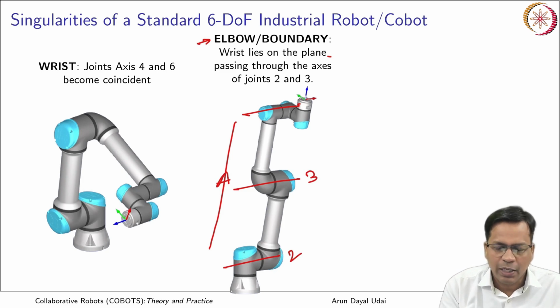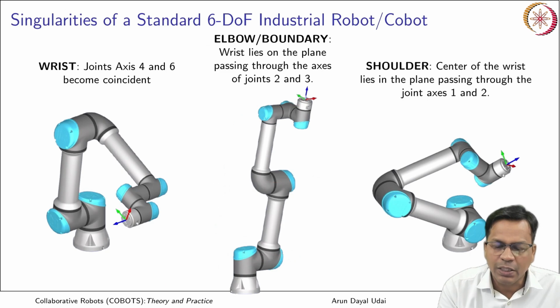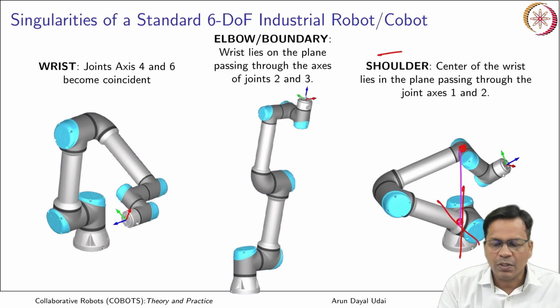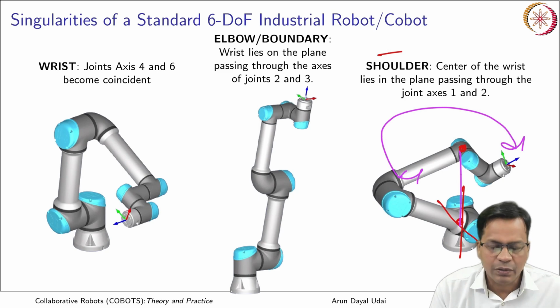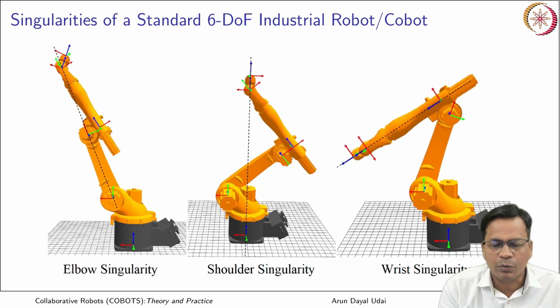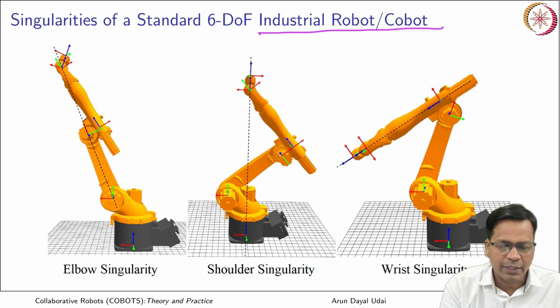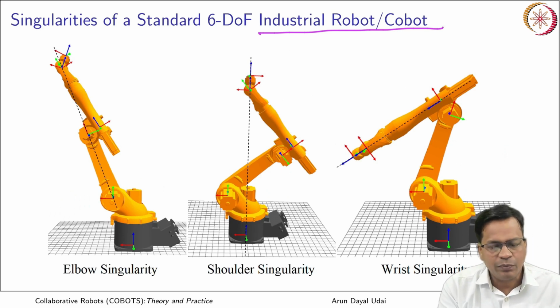It is also known as elbow singularity, and the final one is the shoulder singularity. Center of the wrist, okay, lies in a plane passing through the joint axis 1 and 2. Okay, so this is joint axis 1 and 2. So, it lies exactly above this. So, this is again a place when this whole of this robot can rotate about this axis, and that is a shoulder singularity. Okay, that is there in case of standard industrial robot or a cobot also. This is exactly having the same architecture as that of Fanuc 35IA that I have shown earlier.